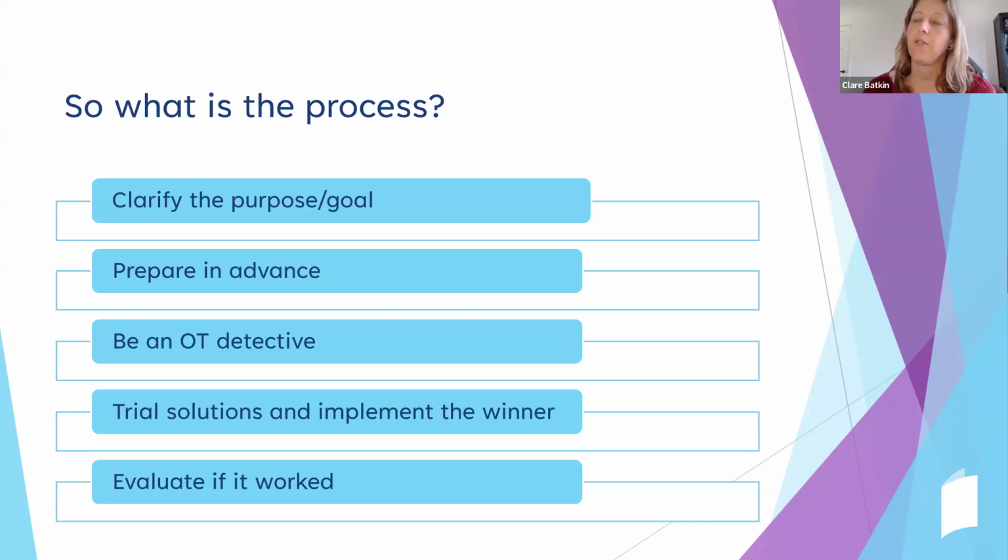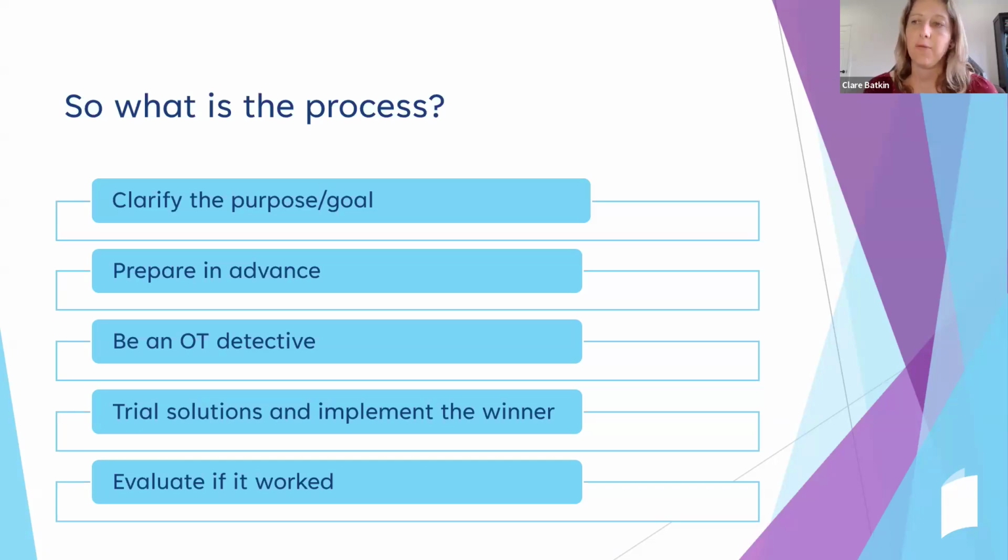So the first thing you want to do when you get the referral is be really clear on what's the purpose of that referral, or the goal. Then you want to know, can I prepare in advance before I actually go out and meet Paula? Is there anything I can do to be as prepared as possible for that initial assessment? Once you're out there doing that assessment, that's where you become a bit of an OT detective, and you use lots of different assessment methods to try and find out why Paula is having difficulty with showering. Because you really need to understand what the difficulty is. You can't really make assumptions about what the reason might be.